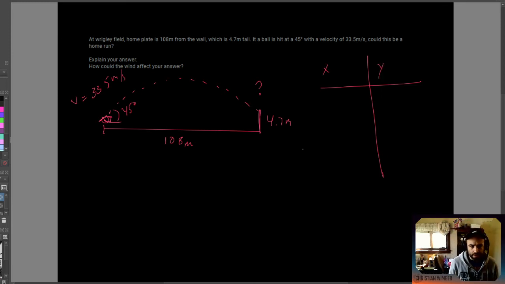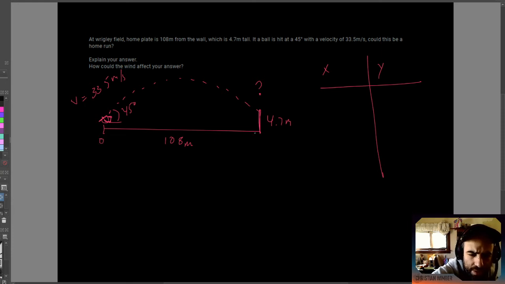So I want to rephrase the question, and this is actually a really important tool. A really important thing you need to be able to do is rephrase the question in terms of things that you know how to solve for. So the way I'm going to rephrase the question is this: when the ball travels horizontally 108 meters, will it be more than 4.7 meters above the ground? Because if it's more than 4.7 meters above the ground, I know that it'll go over the wall. But if it's less than 4.7 meters over the ground, then it won't. So let's go check.